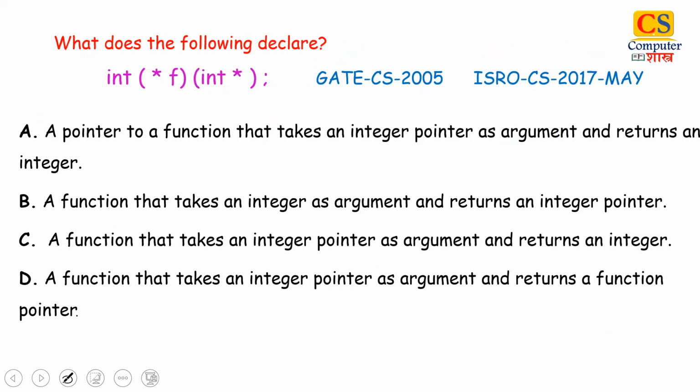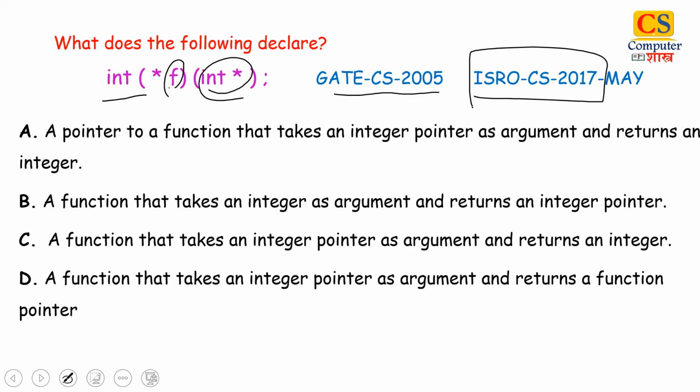Next question is a similar type of question. Instead of FPTR we have F, and instead of a char pointer we have an integer pointer being returned. This is the same question that was asked in GATE 2005 and ISRO 2017.